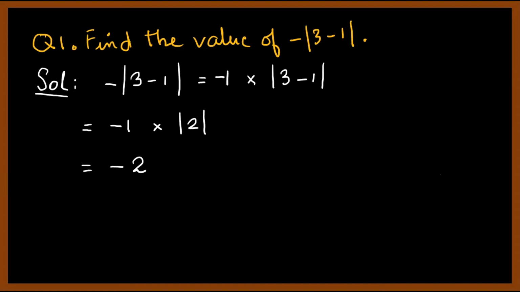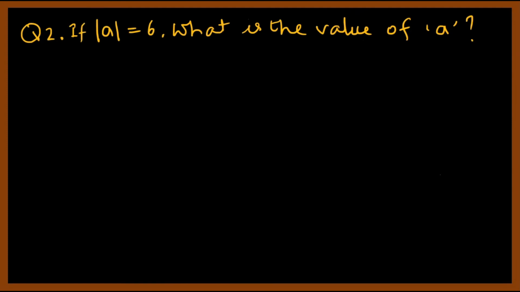If the absolute value of A is 6, what is the value of A? We know that A has two values, negative and positive. So A equals 6 or A equals -6.